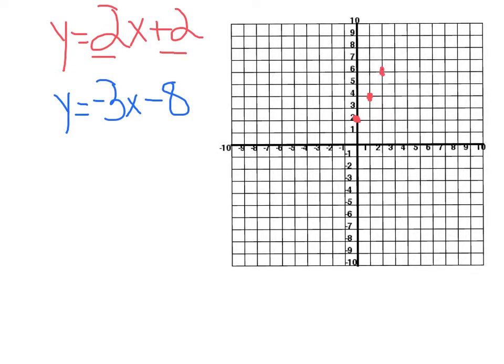At this point, you only need 3 points to draw your line, but I would strongly suggest doing more so it's clear where these lines are going to intersect. So I'm going to put on the graph as many points as I can.